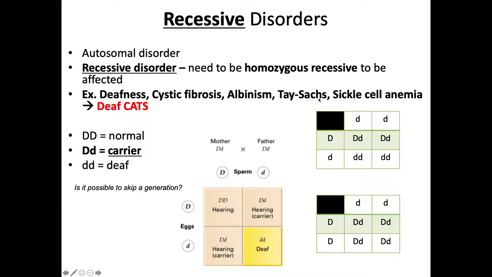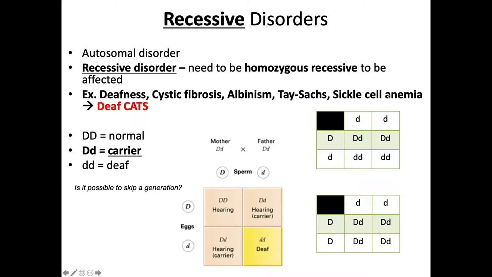And then Tay-Sachs disorder, a recessive disorder, is when these people are missing an enzyme that is critical for breaking down a type of fatty protein in the brain. And if that enzyme is missing, they can't break down those fatty proteins in the brain. It builds up, and this can interfere with their sight, hearing, motor movements, and mental development. So their quality of life is not great.